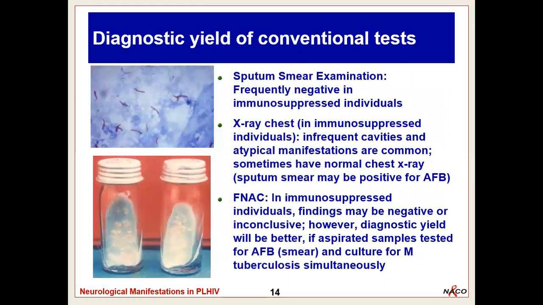Okay, let's get into some of the diagnostic modalities that we have. So you have a sputum smear examination, but what we are going to talk about is in relation to HIV TB. We know that the bacillary load is quite low in immunosuppressed individuals, and that's why sputum smear examination is not the best investigation for HIV TB patients. Similarly, for X-ray chest, infrequent cavities and atypical manifestations are common. Sometimes you have normal chest X-rays. So again, it's not the best in terms of diagnosis of TB in HIV co-infected cases. FNAC in immunosuppressed individuals, again, findings might be negative. So you get a lot of false negative cases because the diagnostic yield is not that good. That's something we have to keep in mind. Next slide, please.